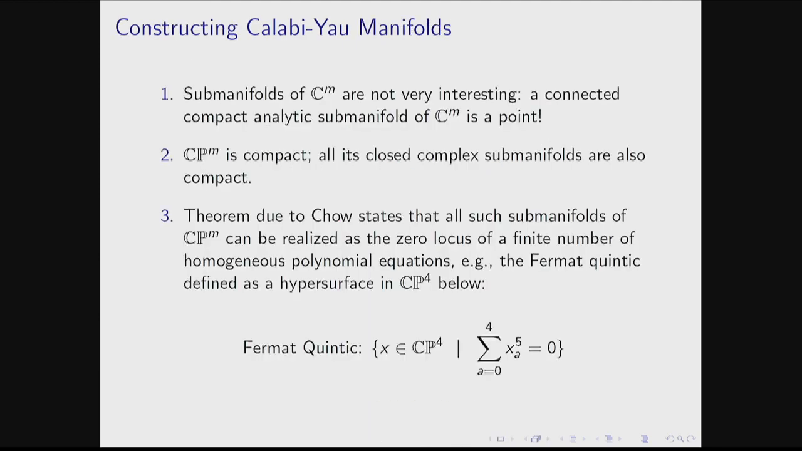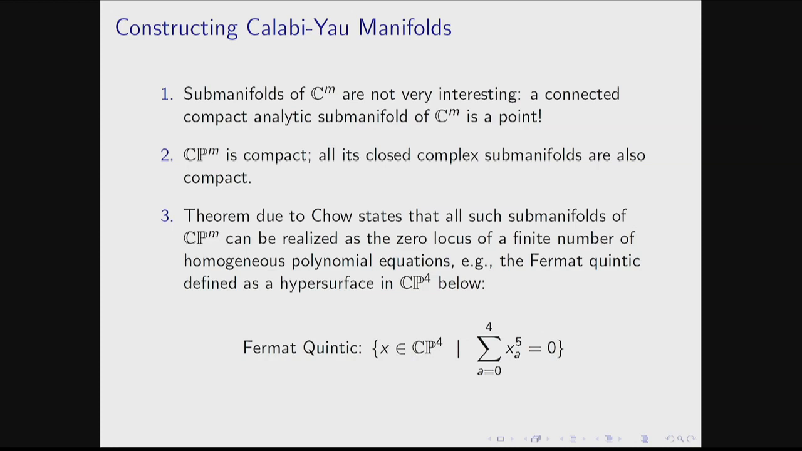Okay. So how does one construct them? I'm getting towards constructing a class of Calabi-Yau manifolds called complete intersection manifolds. If you want to construct them as submanifolds of C^n, you can't really do it, because a connected compact analytic submanifold of C^n is a point. So one of the other things you could look at is complex projective space, because all its closed complex submanifolds are also compact.